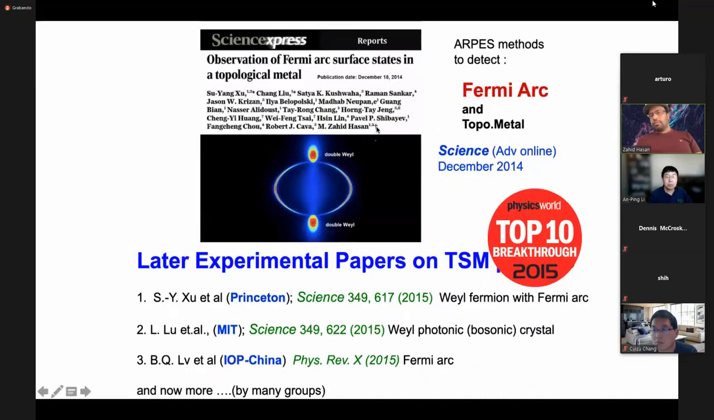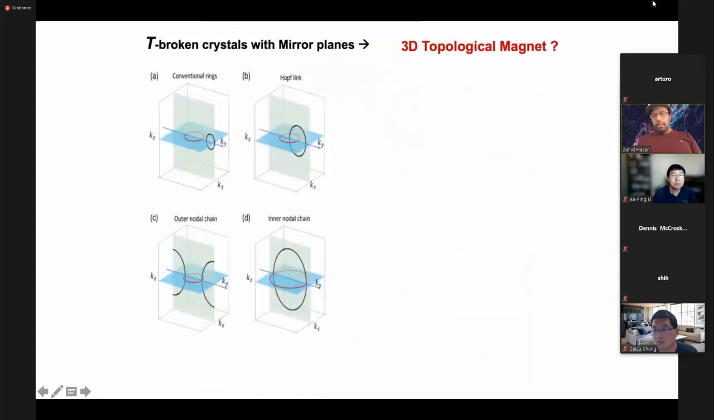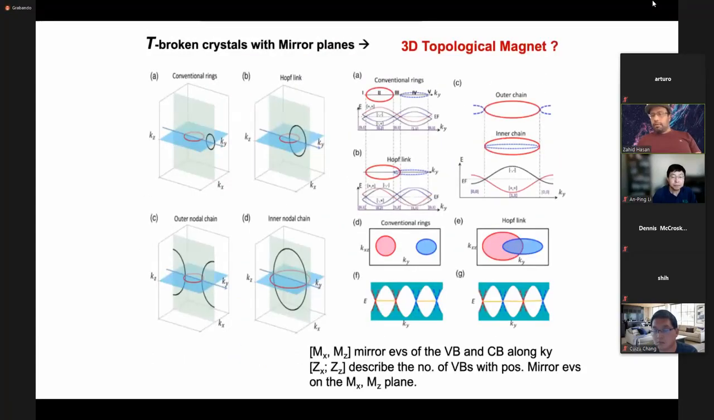So this we used the methodology in an earlier paper, from 2014, also Su-Yang's Science paper, where we showed a double Weyl fermion and arc. Then we used this methodology on the split Weyl fermion, and a number of other groups worked on things similar to this earlier paper. Okay, but that was non-magnetic.